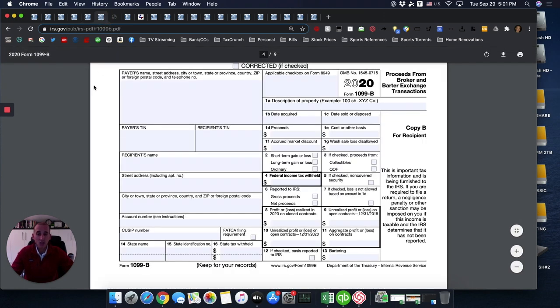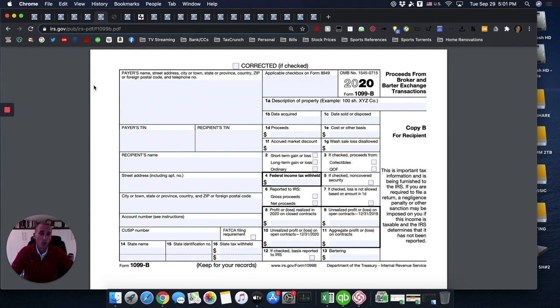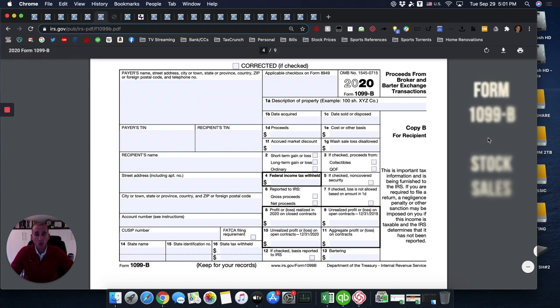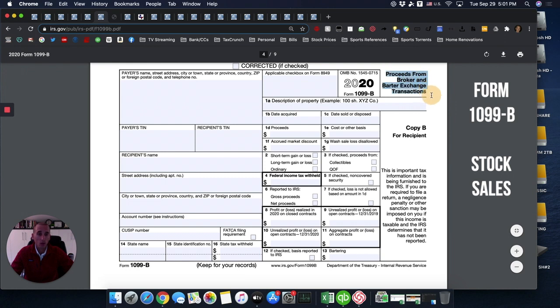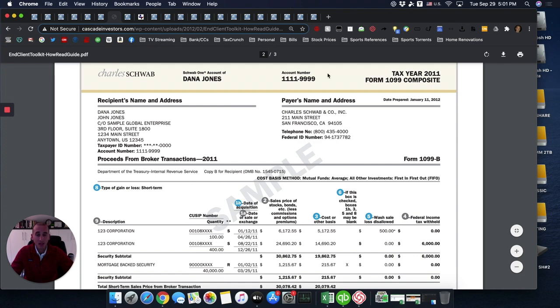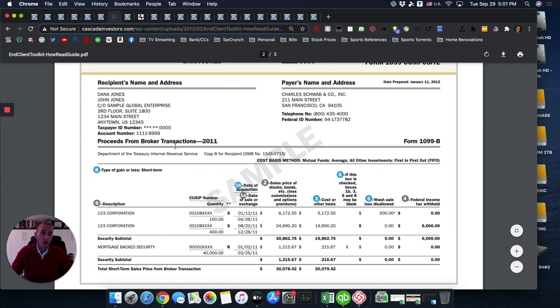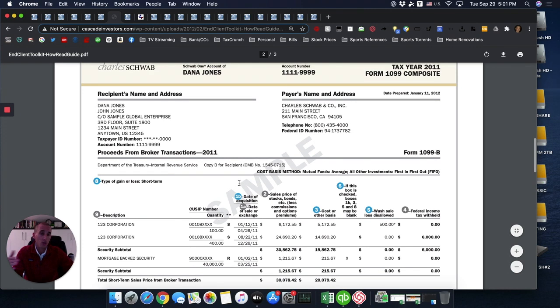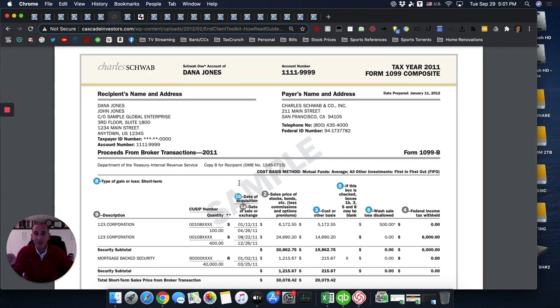If you had any stock sales, it would be reported on the 1099-B, which is the proceeds from broker and barter exchange. It's going to list the actual stock that was sold and all the details that went along with it. If you have the money in an investment account, most likely you're going to receive this form, which is a 1099 composite. Here's a sample of a form from Charles Schwab, and it's going to actually have your interest, your dividends, and your stock sales all on the same form. So this is going to be more common if you have the money in an investment account.